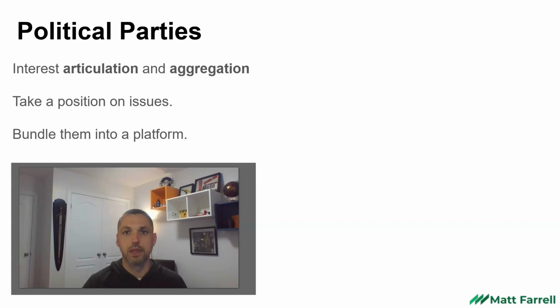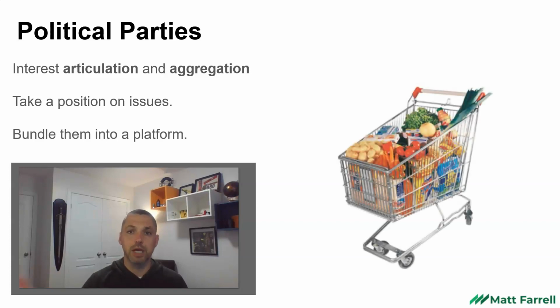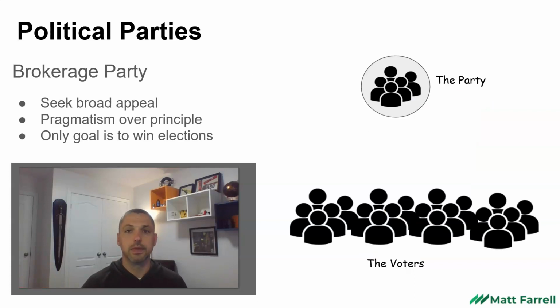A good analogy would be a shopping cart. A political party will choose things to put in their platform and then offer that as a choice to voters. Voters don't get to choose individual items, they get to choose between different shopping carts. Now, within that framework, there are a couple different types of political parties. They can be oriented around specific ideas or philosophies.